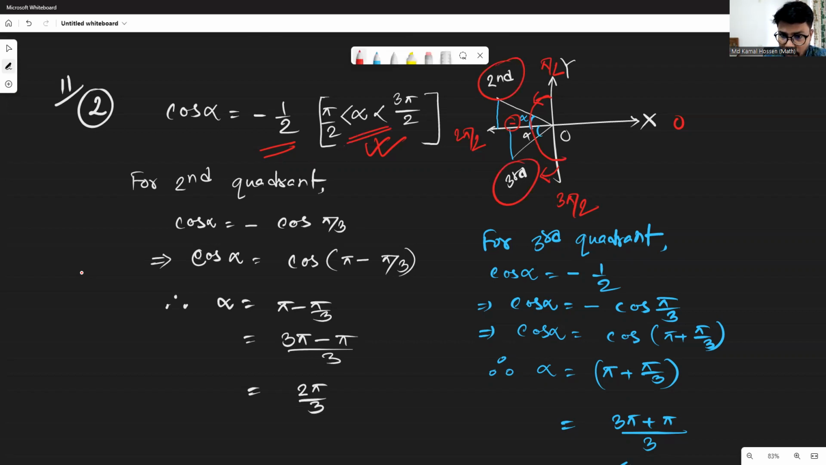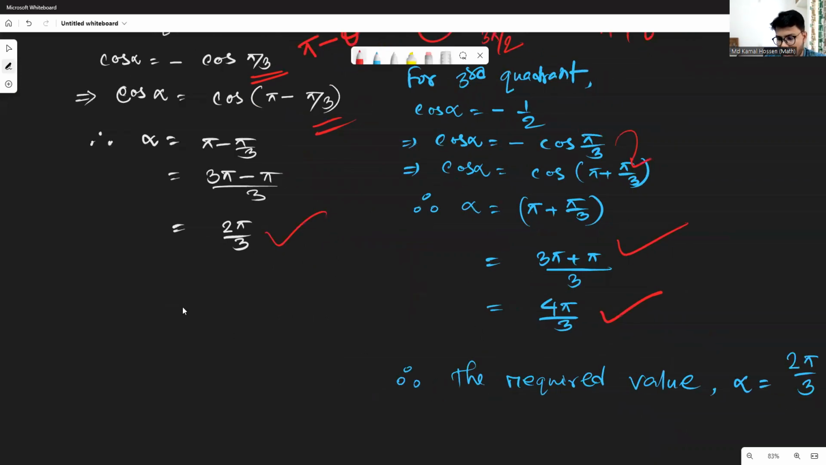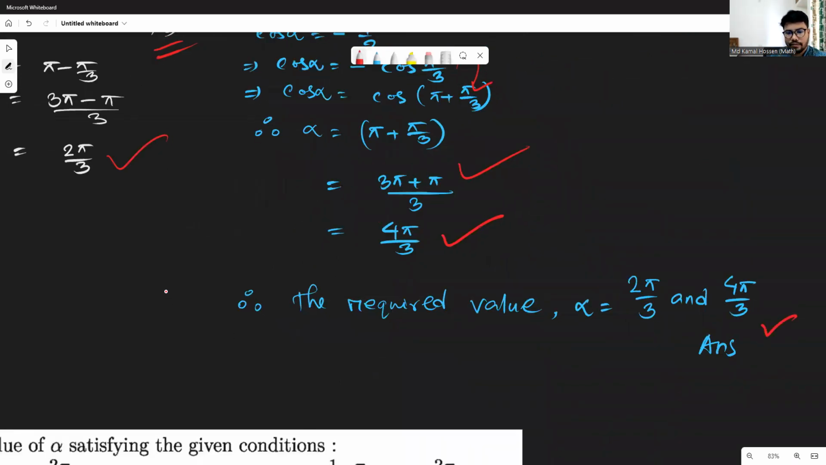That's why the first step we have to do is for the second quadrant, and then the second step for the third quadrant. For the second quadrant, we have already said it means pi minus theta. Here theta means, for cos half, 60 degrees, pi by 3. After doing the calculation, this is the first value of alpha. Now the third quadrant means pi plus theta, where theta is pi by 3. After doing the calculation, the second value which satisfies the given condition is 4 pi by 3. So now this is our required value.